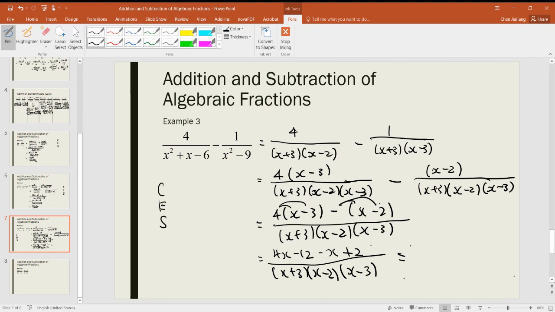And finally we'll simplify. So 4x minus x, we get 3x. And negative 12 plus 2 will get negative 10. And then this will be your final answer. Just a recall of our steps again. First we need to find the common denominator, and once we have made the common denominators for both fractions, the next step will be to use CES. Combine, expand, and simplify your numerators, and you'll be able to add or subtract your fractions.